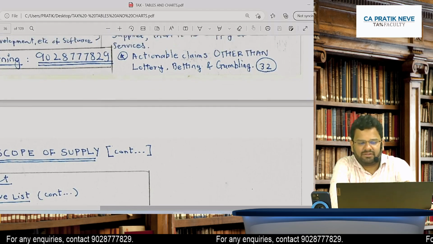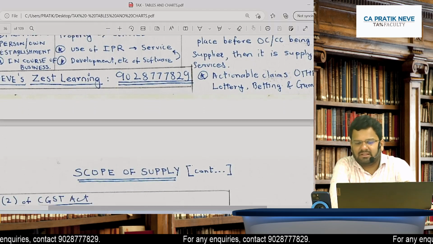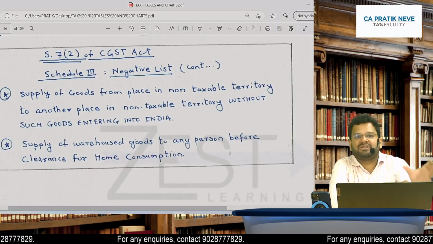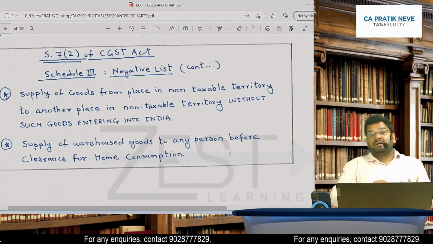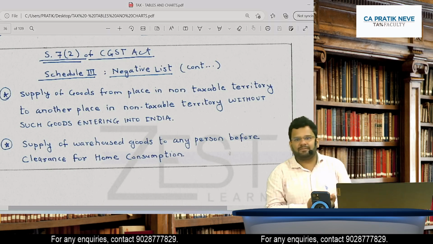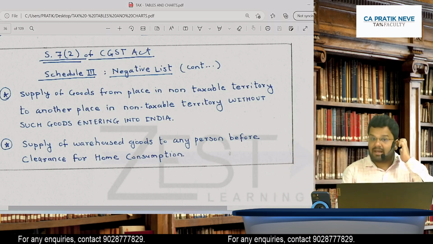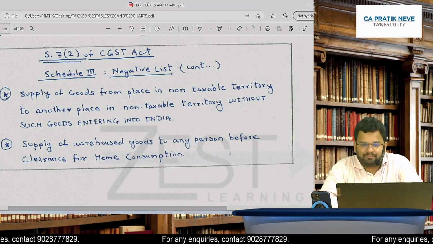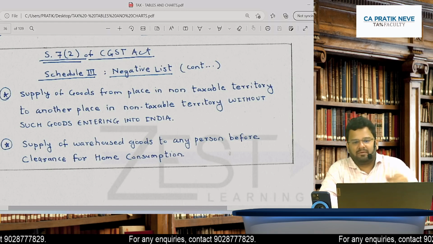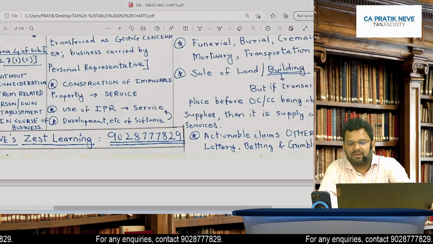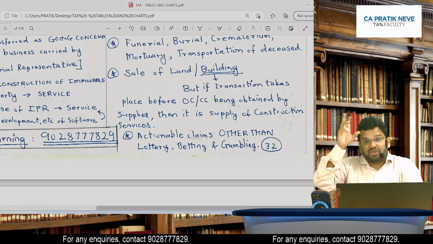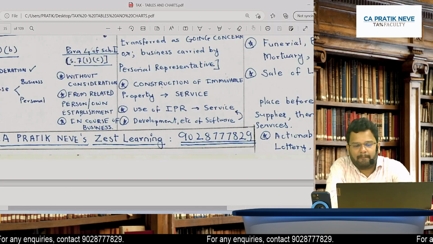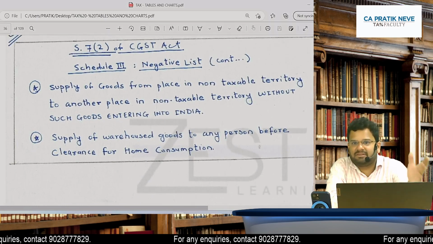And we have already discussed that actionable claims are neither supply of goods nor services. Which are the exceptions to that actionable claim, which are considered as supply? Yes, winning from lotteries. Yes, betting, gambling. They are exceptions to the fact that actionable claim is in the negative list. Means in the negative list it is said actionable claim, but other than lottery, betting, gambling. In short, lottery, betting and gambling will be considered as supply.